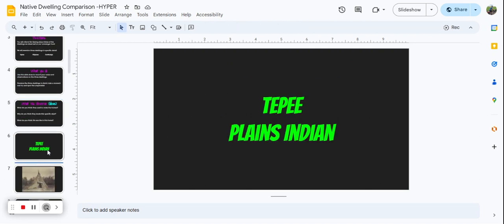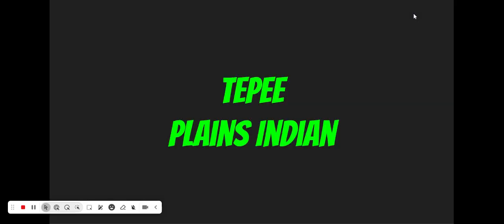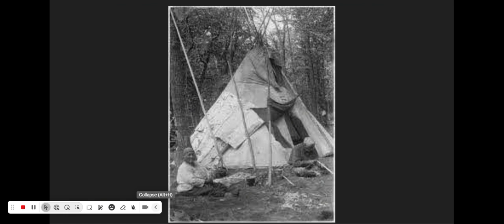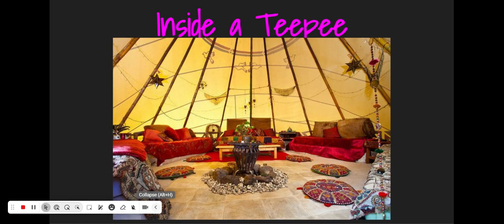Here's our first dwelling, the Plains Indian teepee, and I'm going to pull this up. You're going to notice that my spelling has changed. There are 2 ways to spell this, and I'm going to use a few different ways throughout this presentation to show that to you. Here are some images, 1, 2, 3, and 4 images, and that's inside of a teepee.